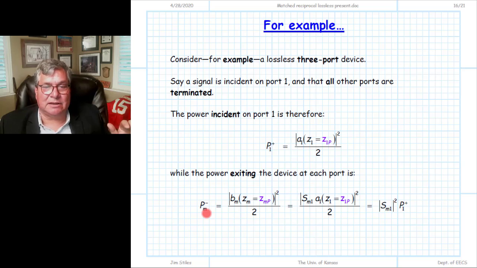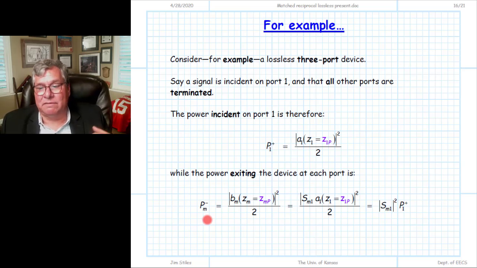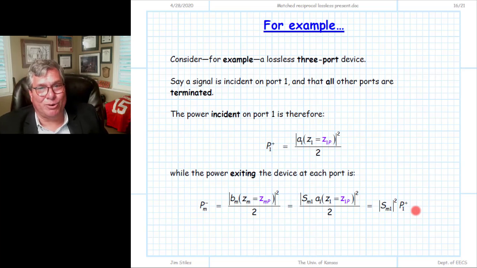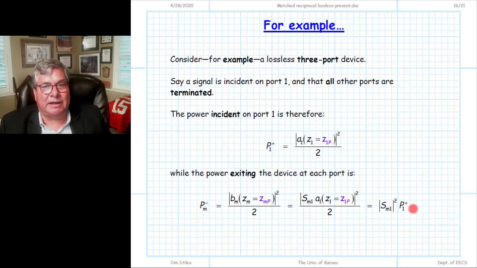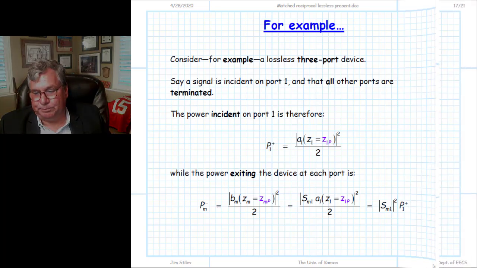Now, if this is a lossless device, hopefully you see that in the end, if we add up the percent of energy that's scattered out of every port, it needs to equal 100%. All of the power incident on port 1, ultimately, if the device is lossless, must exit some other port, must be scattered out of some other port. So when we add up the percentages, it must be equal to 100% if we have a lossless device.